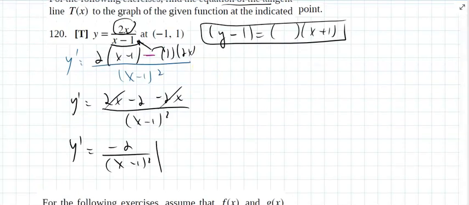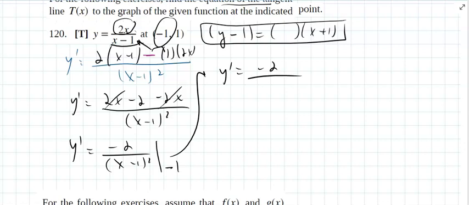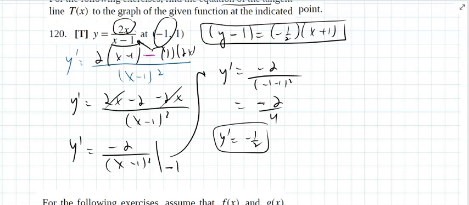If I evaluate that at x equal negative 1, I'm looking at y prime equal negative 2 over negative 1 minus 1 squared. That is negative 2 over 4. Y prime is negative 1/2. So as you see, the quotient rule is pretty lengthy. That's normal. That's how it works normally.